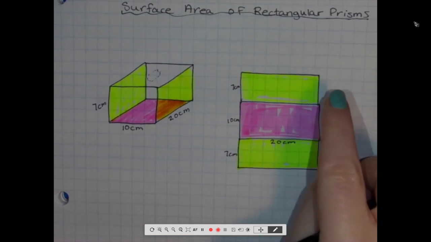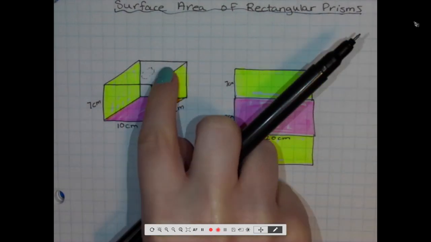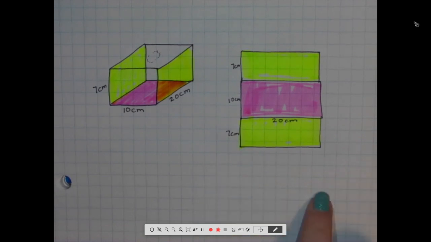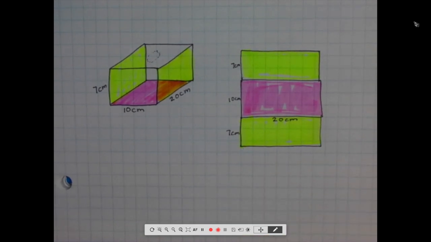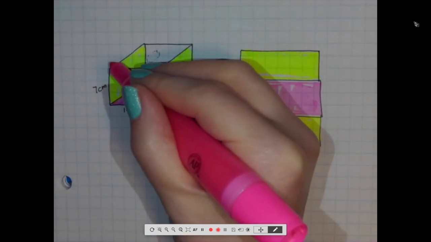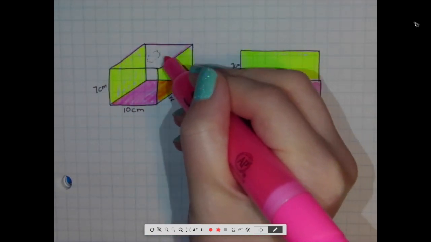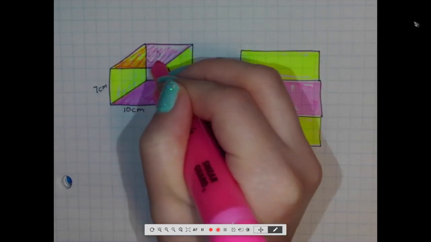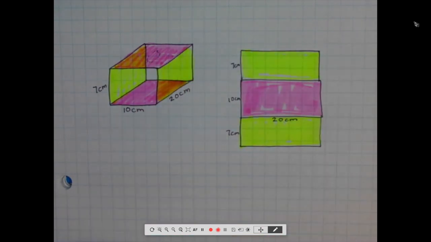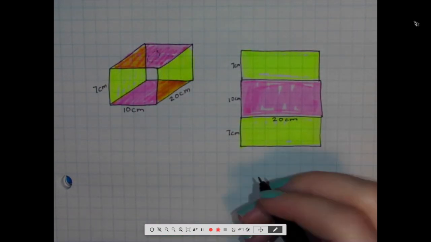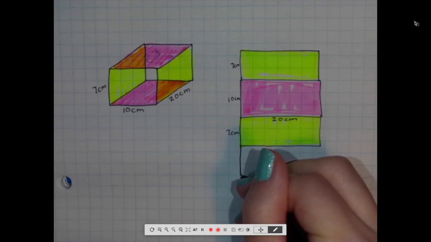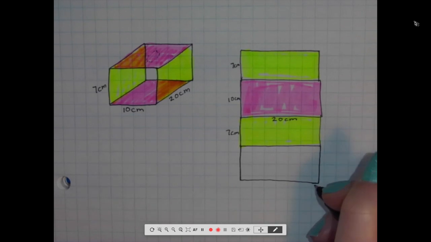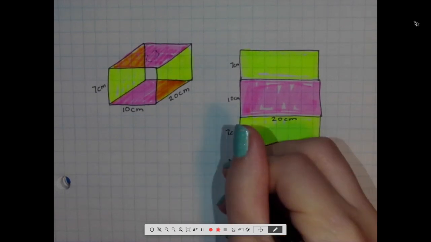And usually I decide where I'm going to put this top portion based on how much room I have. I have a bit more room if I go towards the bottom here, but this top portion is going to be the same as the bottom. So I'm going to draw really similarly. And again, 10 centimeters.